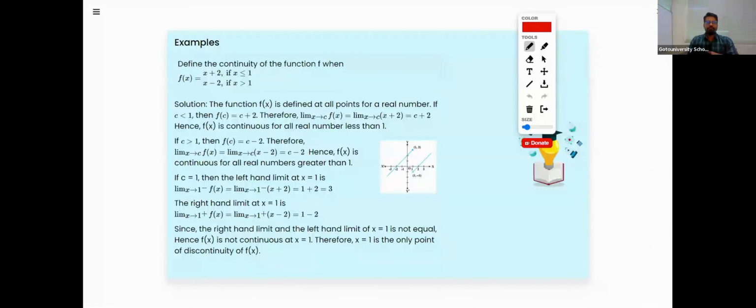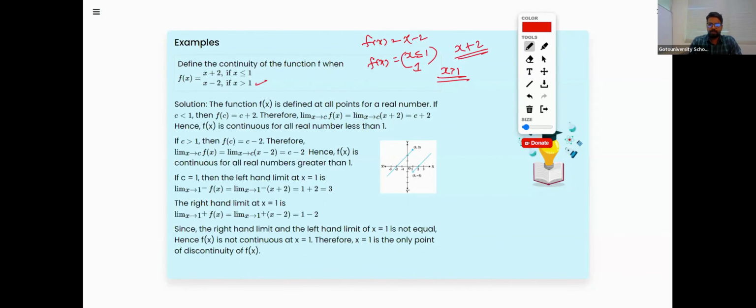Yeah, define the continuity of the function f, which is defined as f of x is equal to x plus 2 when x is less than or equal to 1, and x minus 2 if x is greater than 1. So that means there are two different regions we have to understand. 1 is a very critical point now. If you're talking about x more than 1, the definition is f of x is equal to x minus 2. And if x is less than or equal to 1, then it will become x plus 2.